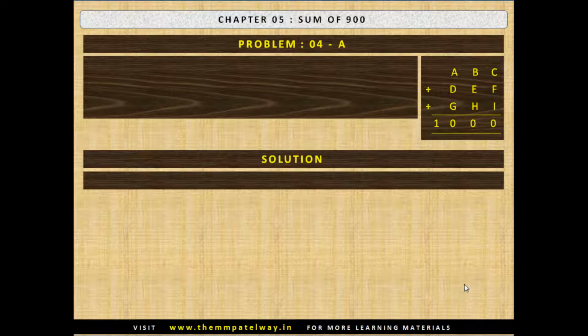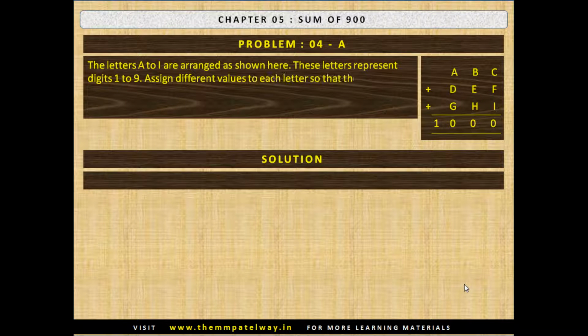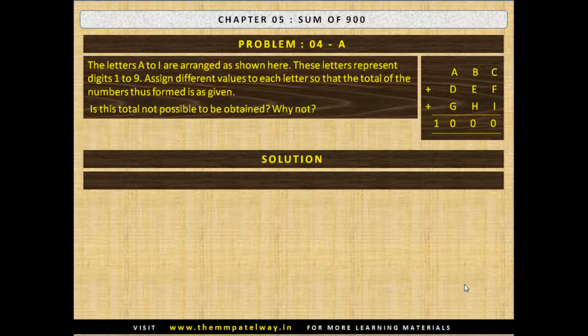Problem number 4a. The letters A to I are arranged as shown here. These letters represent 1 to 9. Assign different values to each letter so that the totals of the numbers thus formed is as given, that is 1000. Is this total possible to be obtained? Why not? Now stop the video and solve the problem.